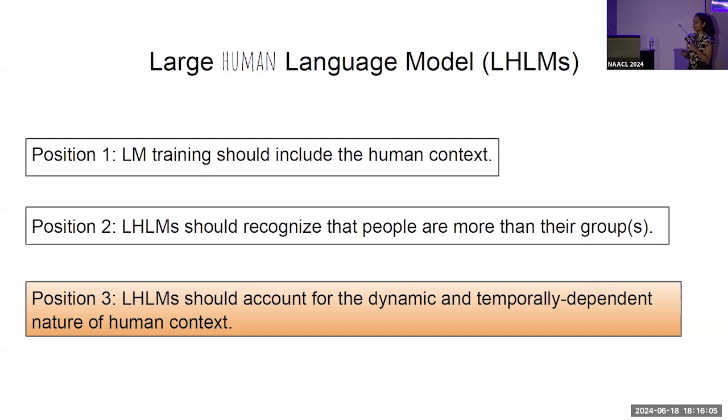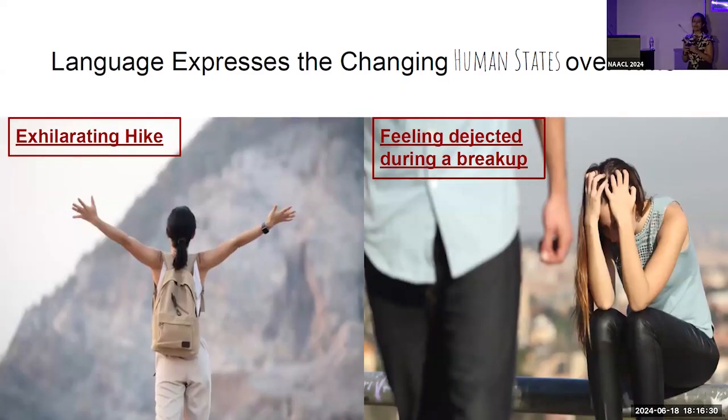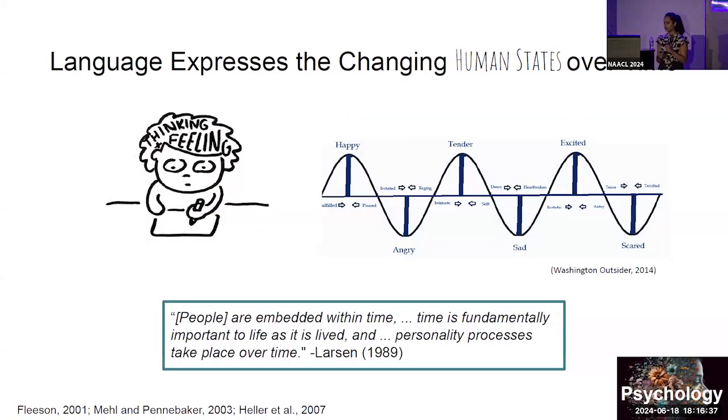Finally, our last position advocates for LHLMs to account for the dynamic and temporally dependent nature of human context. Understanding speakers' words goes beyond syntax, semantics, and the neighboring words. Language is a fundamental form of human expression, conveying thoughts, emotions, experiences that change over time. For example, a person's language would differ when they're on a hike versus when they're feeling dejected over a breakup. Research in psychology also underscores the fundamental importance of time in our lives and the evolving personality processes. It suggests that language expresses these changing human states in addition to the somewhat stable traits of the human.